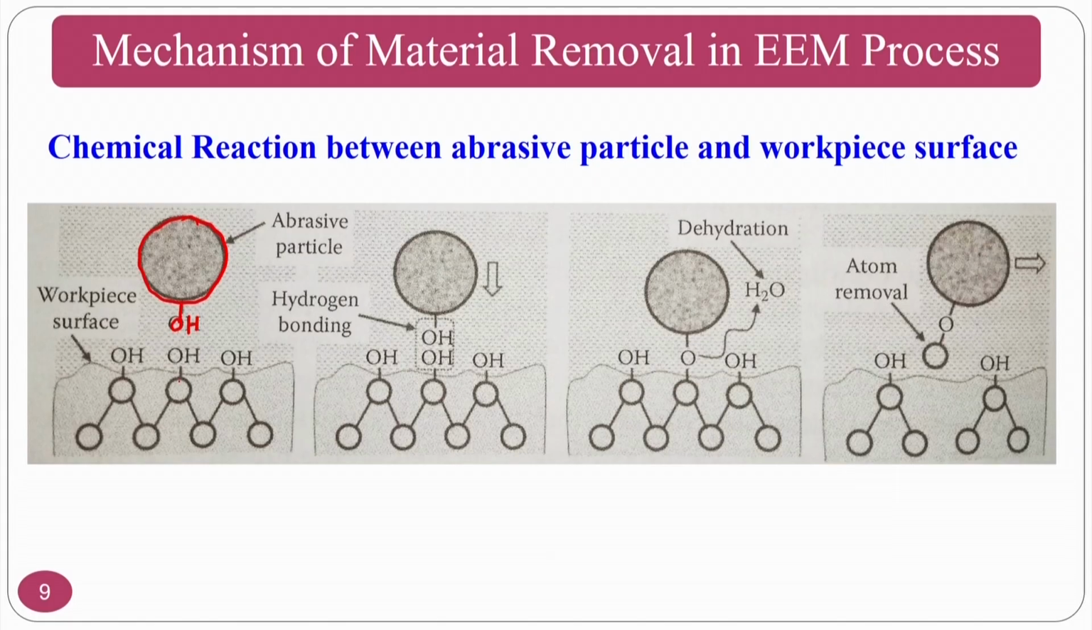So, there are OH molecules on the surface. These OH molecules have hydrogen bonding, and it will go off as water. Then it will retain the oxygen bonding, and this oxygen will remove one atom. So, this is how the material is removed atom by atom, not by mechanical action.